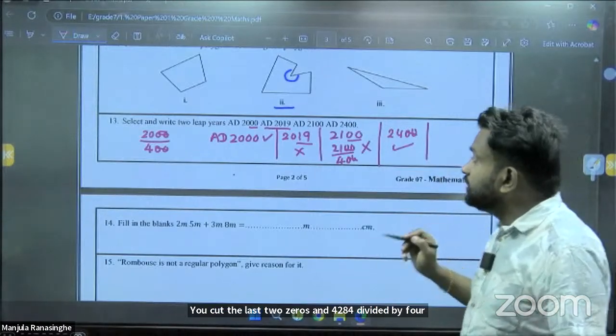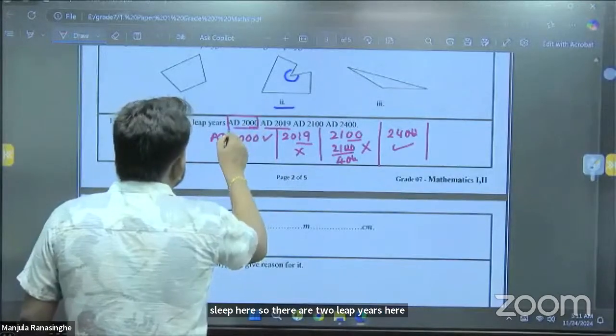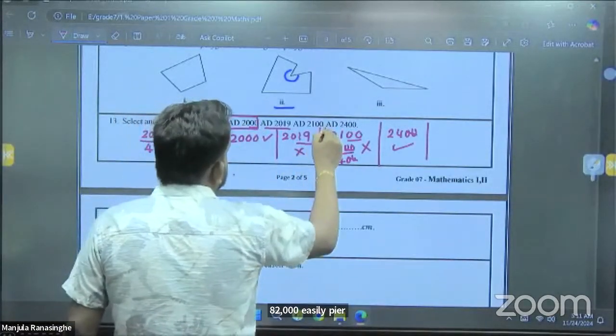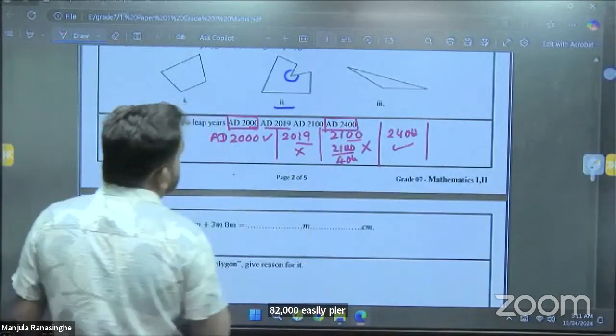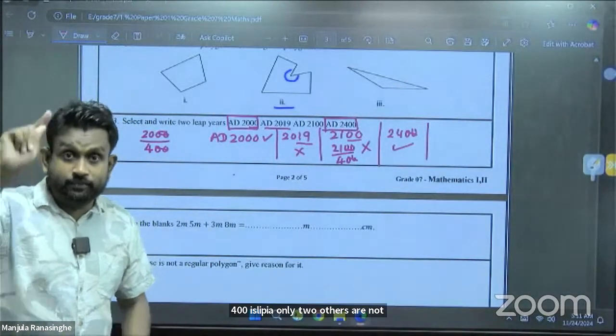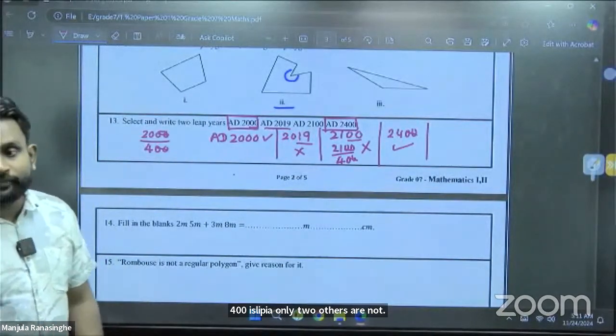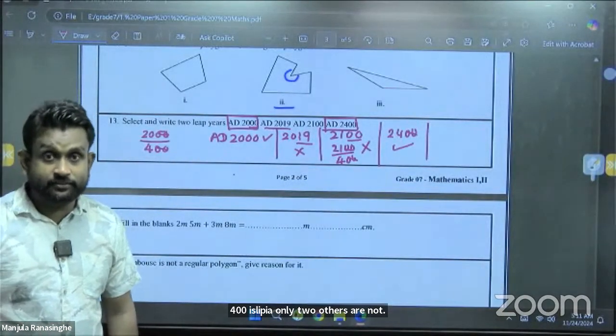So there are two leap years here. AD 2000 is a leap year. The other one, AD 2400, is a leap year. Only two, others are not. Hands up those who got the answer. Right, well done, excellent.